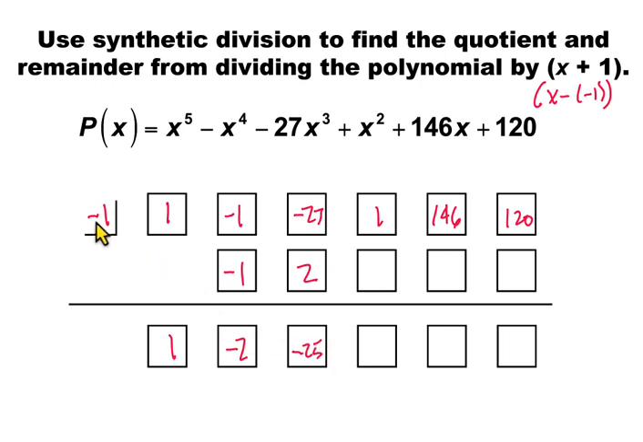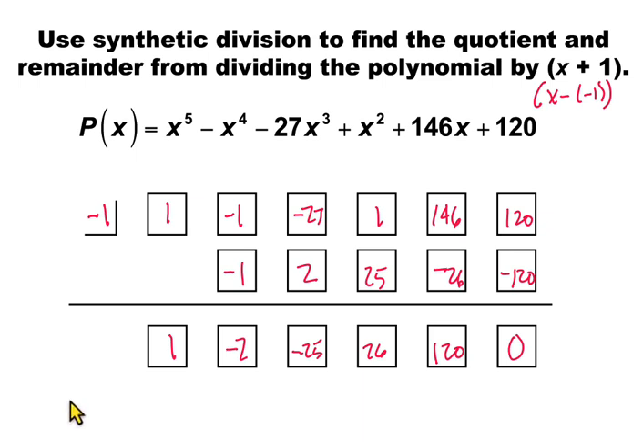Once again, multiply: negative 1 times negative 25 is positive 25. 1 plus 25 is 26. Negative 1 times 26 is negative 26. 146 minus 26 is 120. Finally, negative 1 times 120 is negative 120. And these two terms cancel out, so we get a 0 right here.